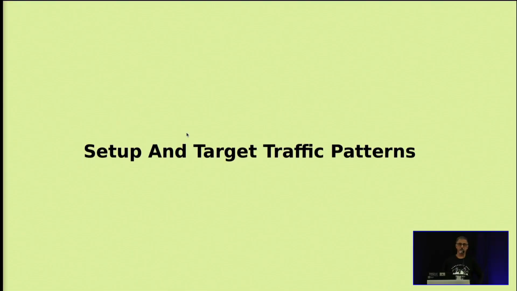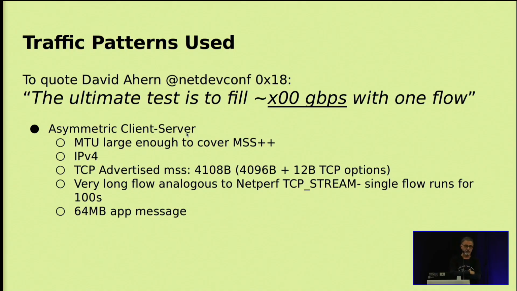Let me describe the setup, target and traffic. To quote David Ahern, when we presented our results with many flows in Santa Clara, he said if you really want to do benchmarking, you have to tell us how much you can do with one flow. So our ultimate test is to try to fill a pipe with X gigabits, X being a variable, with just a single flow. We're doing an asymmetric test: a sender sends the payloads, and the receiver receives them and really does nothing with them. Our MTU was large enough to cover the appropriate MSS, which is 4108: 4096 payload and 12 bytes for TCP options. It's IPv4. We run very long flows, mostly up to 100 seconds, and we try to write as much as 64 megabytes per send and receive.